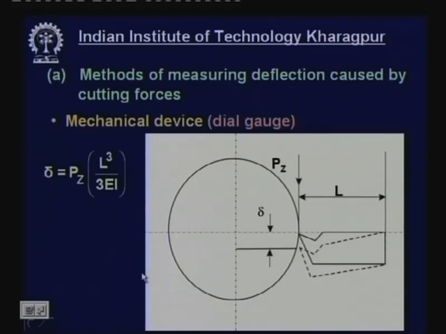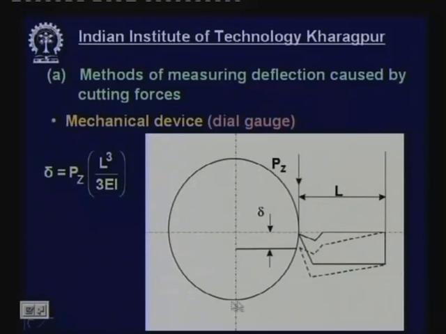Now come to this one, the mechanical device. The question is, how shall we measure this deflection delta? This can be measured by various methods. Mind that this delta is very small, on the order of a fraction of a millimeter. Otherwise the machining characteristics will be affected, like depth of cut will change and the diameter will change. So deflection normally is low, on the order of a fraction of a millimeter.